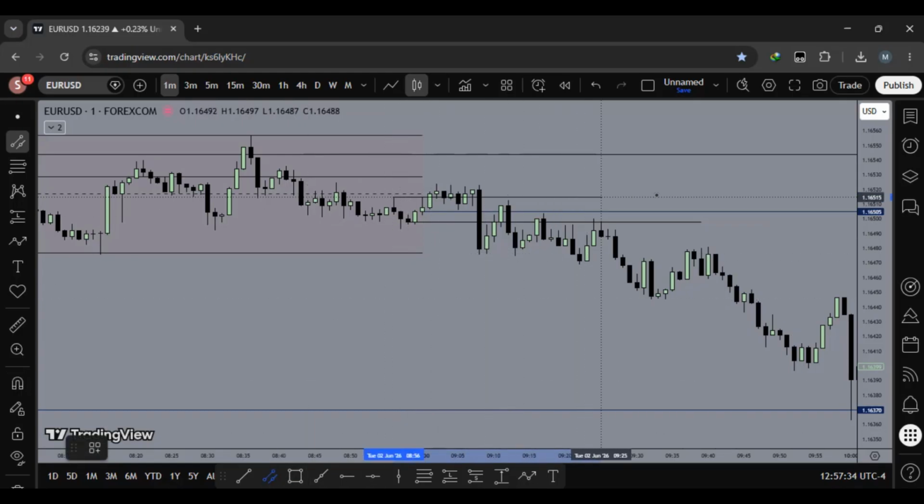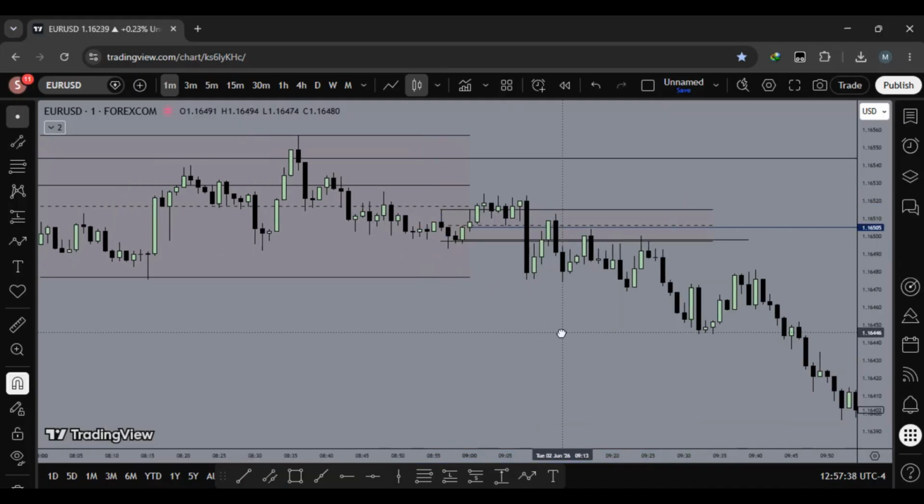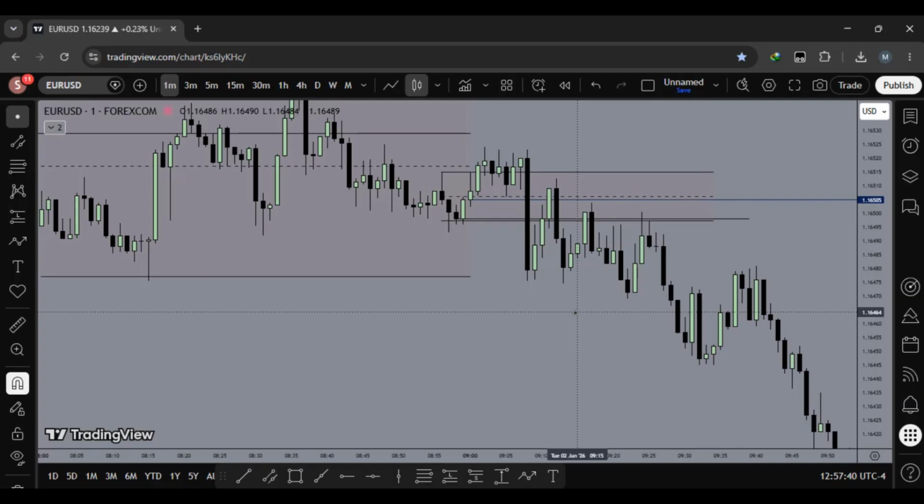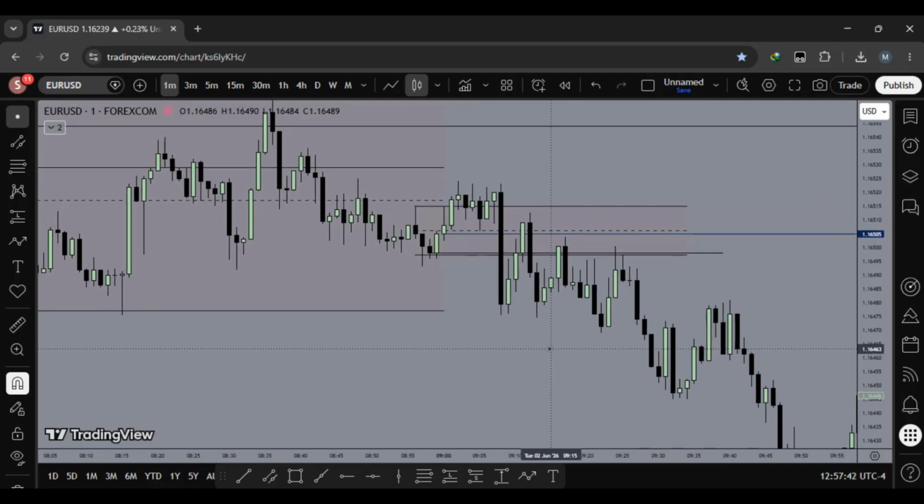Look at the way I mark mine. Box them down to there. So let me expand it so that you can see. Now, you have two entries. In fact, three.